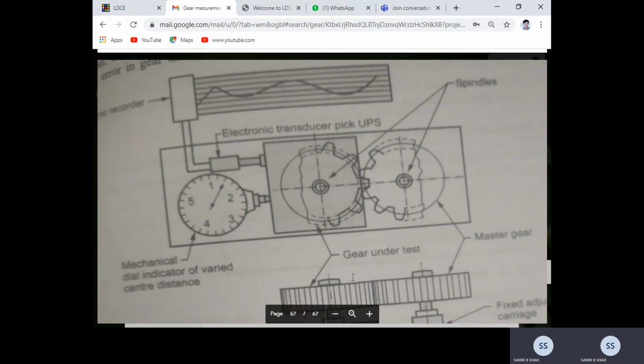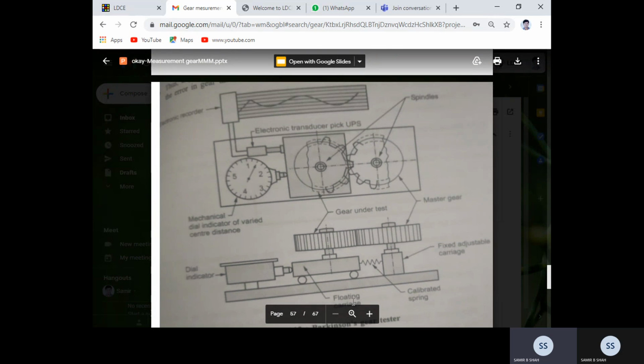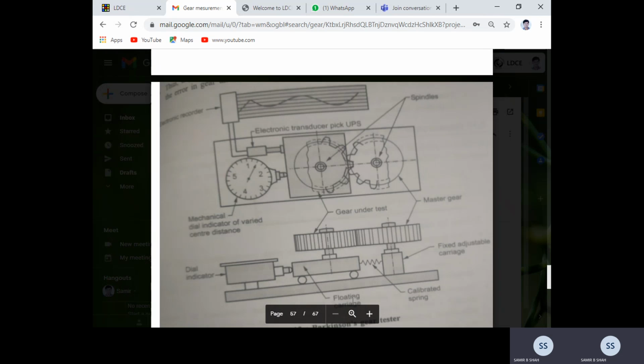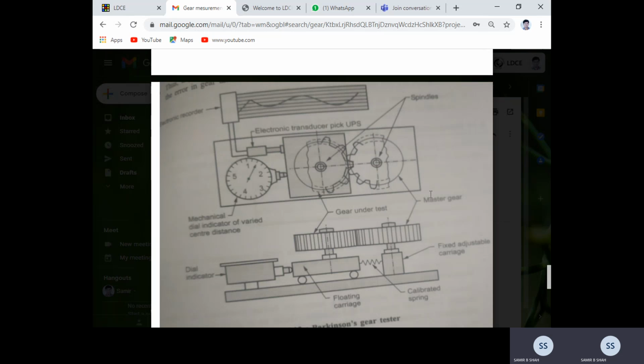Let us look at its construction a little, so it is very helpful to understand how it works. In this method, the master gear or standard gear is mounted on a fixed vertical spindle. You have to remember that the master gear is mounted on a fixed vertical spindle and the gear to be tested on another spindle. You can see the figure. It is easy to understand with the help of the figure: the master gear is on one side, and on the other side is the gear we have to measure.